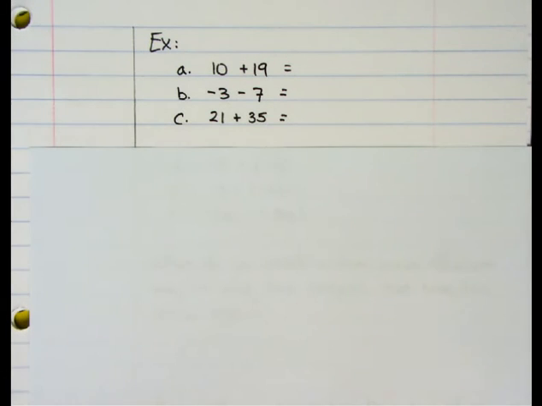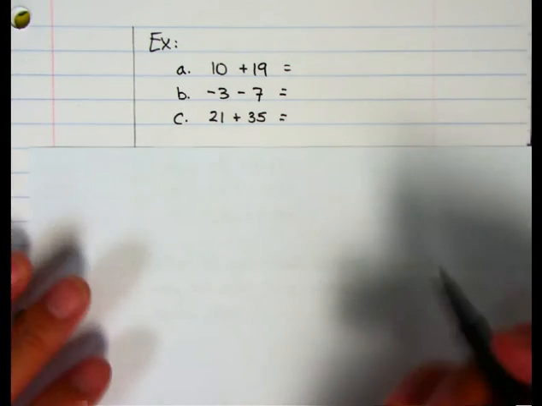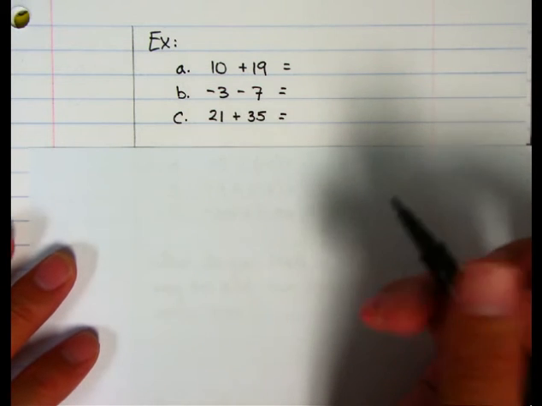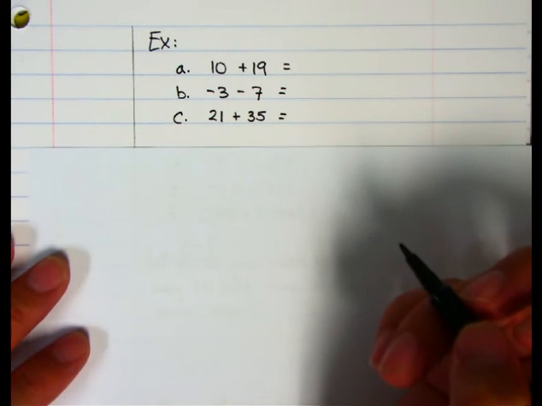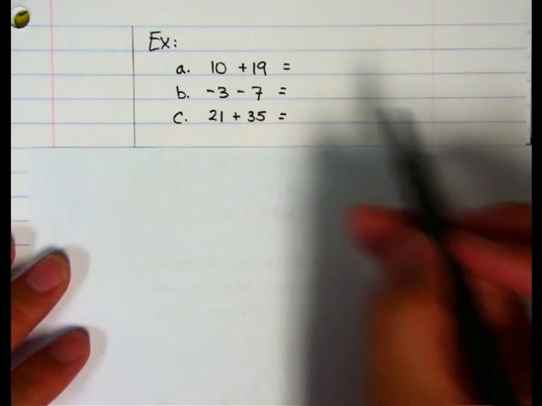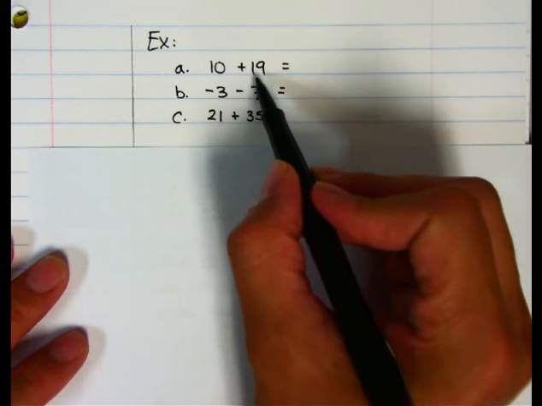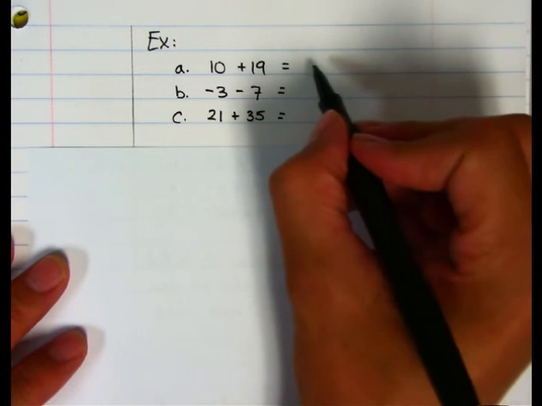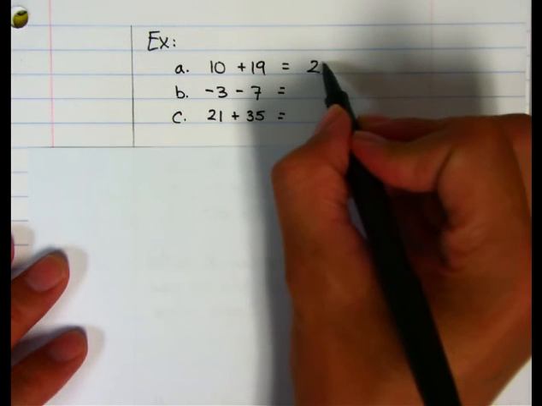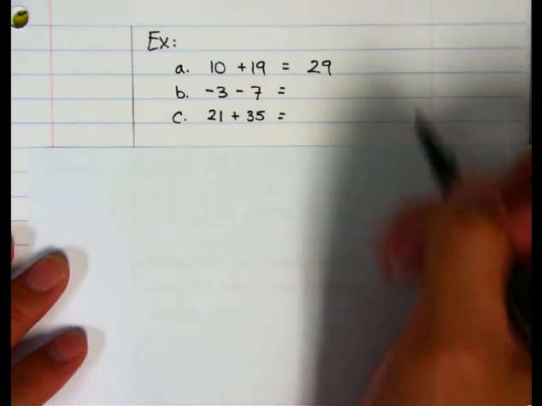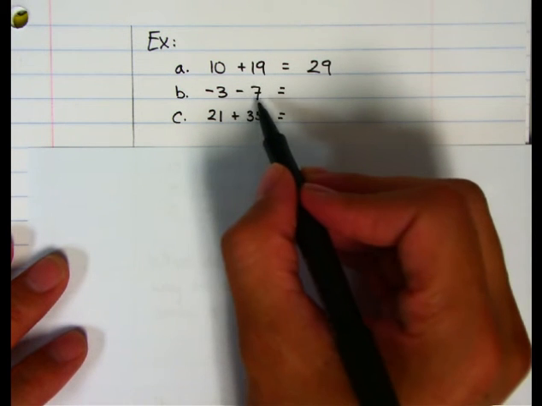Now here's a few more examples. I wrote it in a couple different ways, and we're going to try it without the number line. Either vertical or horizontal, or without manipulatives. So let's see if we remember. 10 plus 19, well, they're both positive, so I'm going to keep it positive, and then I just add the numbers together. It's 29.